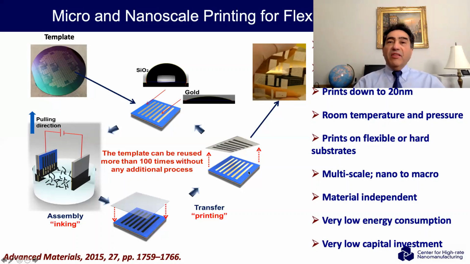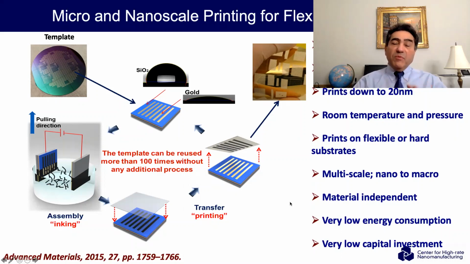So this is high throughput. It's additive, of course, at room temperature and pressure. This particular process prints on flexible substrates. You can use PET, you can use polyurethane, you can use PEN, you can use a variety of polymers. It's multi-scale and material independent. You can use metal, you can use semiconductors, you can use dielectric particles. We've used a variety of those. It has very low energy consumption, is just one tool, and requires very low capital investment.